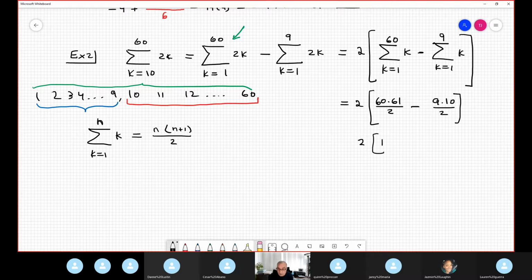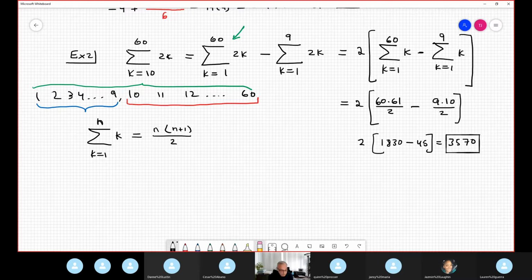This is 1830 minus 45. It's 45, look, because 10 divided by 2 is 5, 5 times 9 is 45. And now subtraction, multiplication by 2, the answer is 3,507.